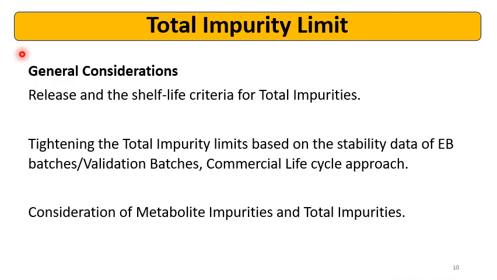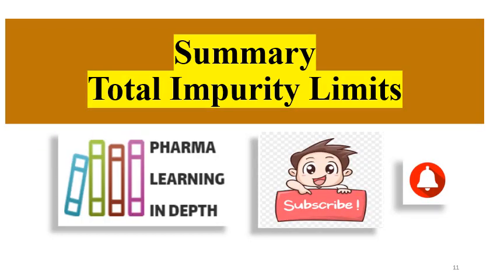Also, there should always be a strategy to minimize the impurity generation by careful evaluation and research activities, so that though the impurities are below the specified limits, we can save public health by giving the stable product and the product with fewer impurities. So I hope this video will help you to understand the total impurity limits.